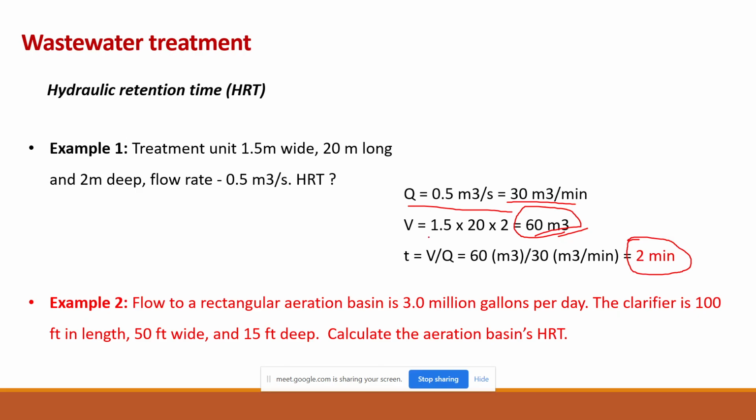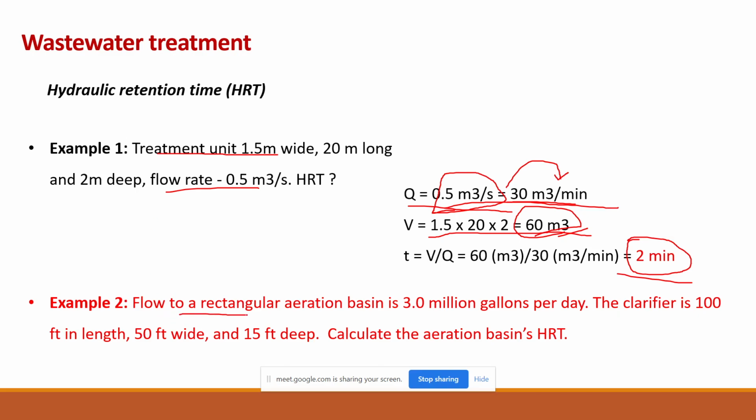What you have done is just simply multiplied the dimensions to obtain the volume, divided it by the flow rate, which you have converted from meter cube per second to meter cube per minute, and the hydraulic retention time is 2 minutes for this particular unit with a flow rate of 0.5 meter cube per second, right? Now the next question is similar. This is also quite similar.